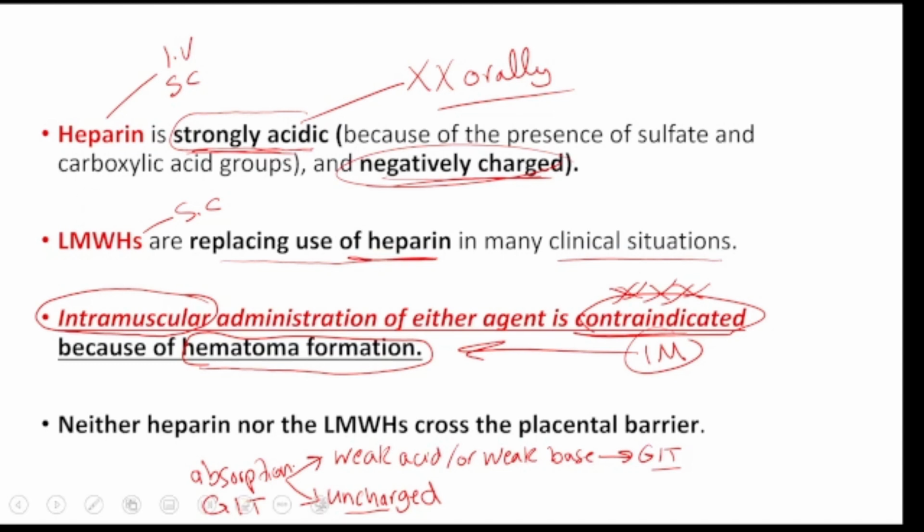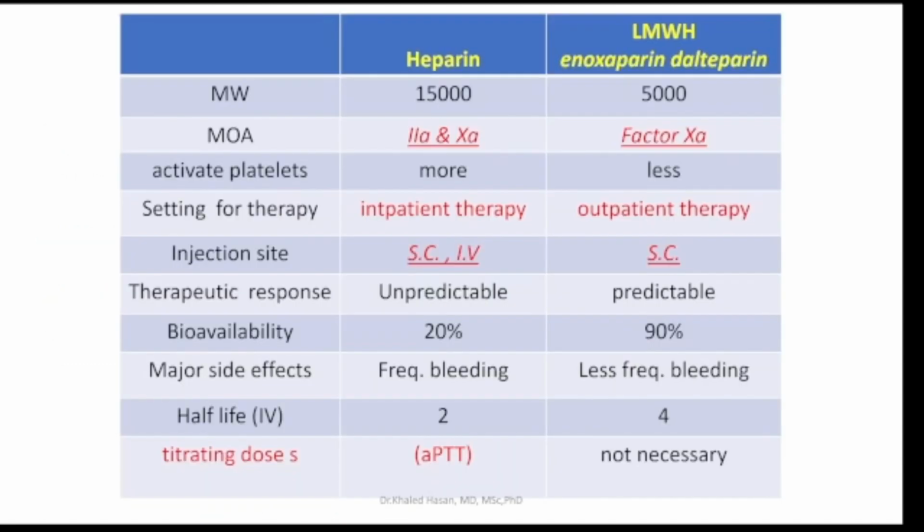This is a very important question in the national exam, local exam, or maybe a quiz or final exam. Which of the following, for example, is prescribed to your patient? You are going to say heparin. What is the best route of drug administration of heparin or low molecular weight heparin? The answer will be subcutaneous or IV, not intramuscular. Okay, so we covered these two medications.